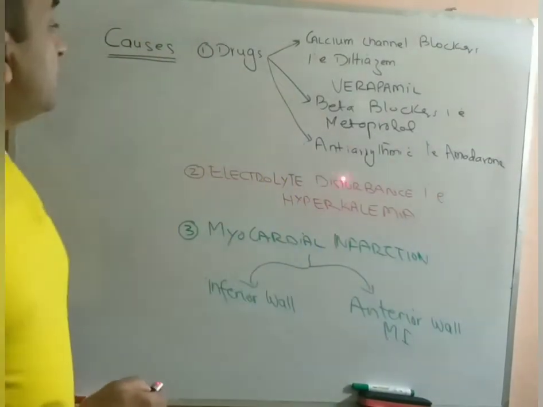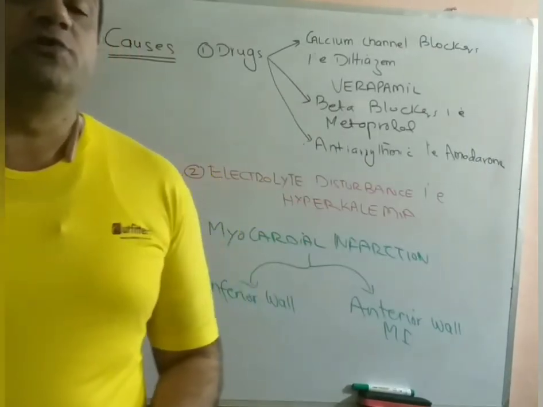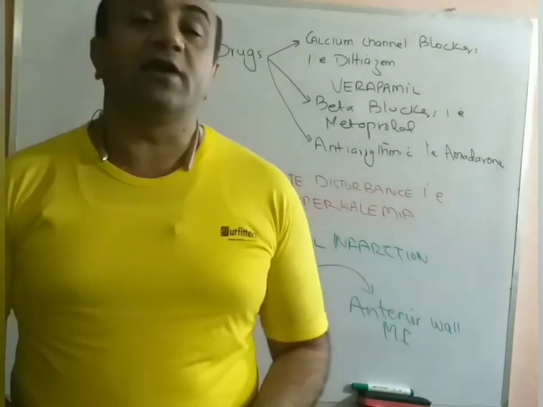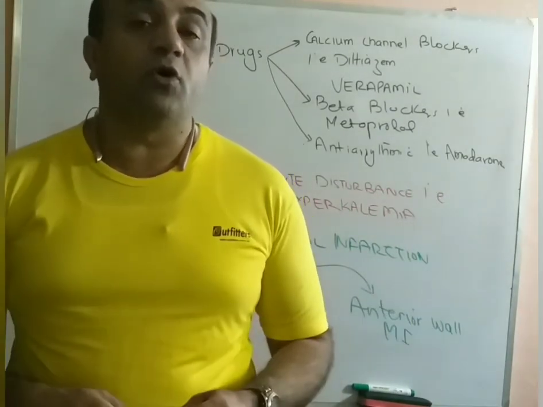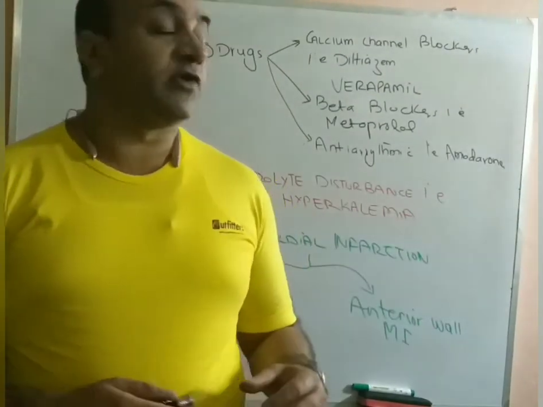Then there are antiarrhythmic drugs like amiodarone, which we use in Pakistan under the name of Cardarone. It is also an AV nodal blocker. It can also cause the complete heart block if there are any other associated factors.